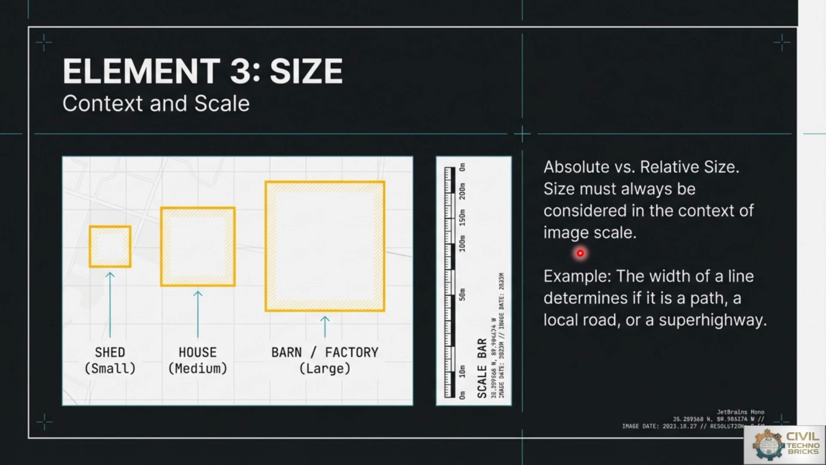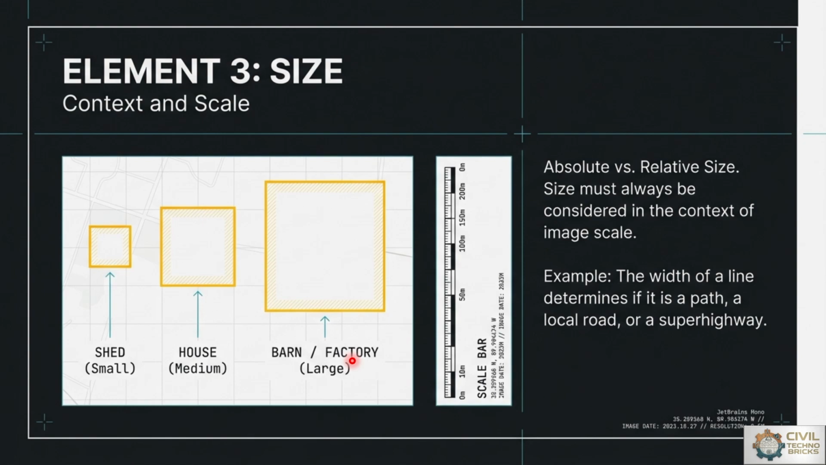The next element is size. Size represents patterns in context and scale, where we can compare absolute versus relative size. Size must always be considered in the context of image scale, such as small, medium, large, with reference to the shape or the area captured. For example, the width of a line determines if it is a path, a local road or a superhighway. Size also distinguishes, for example, a shed, a house or a factory land.